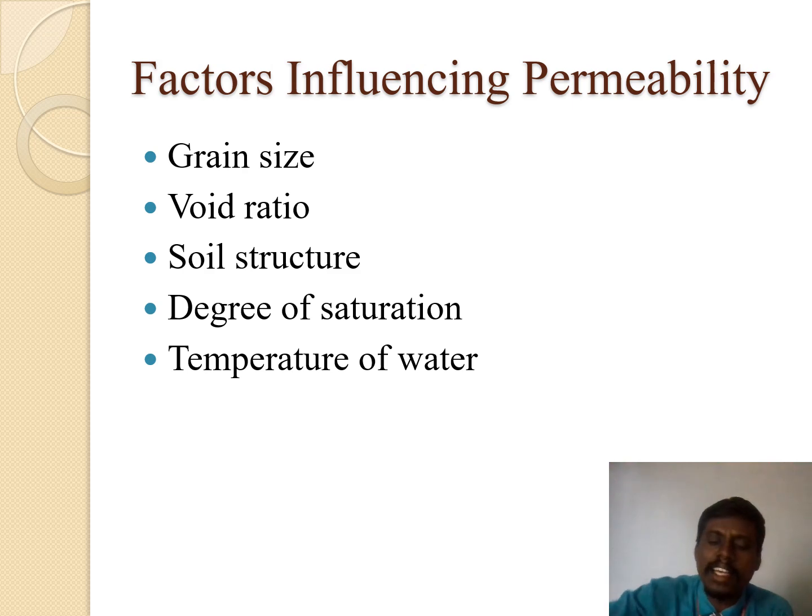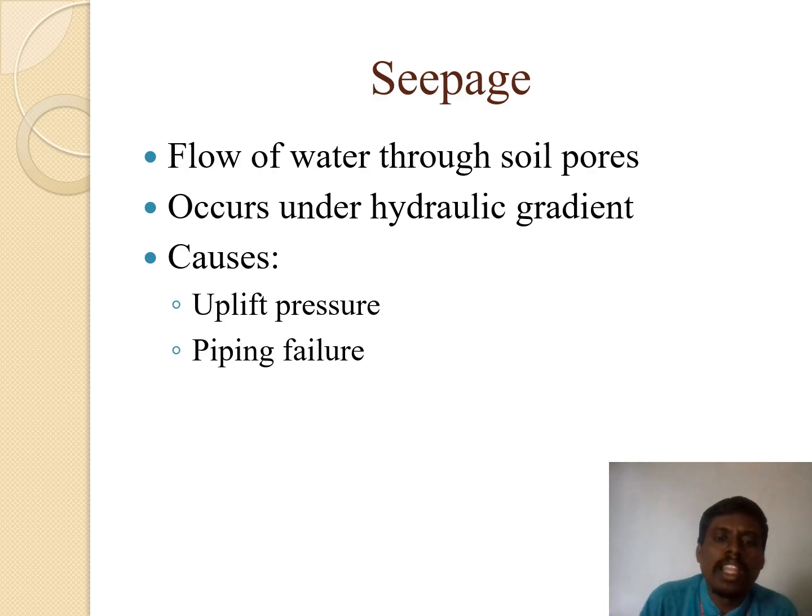So these are the factors influencing permeability. So the next thing is seepage. Normally seepage is called the flow ability of water inside the soil particles from one datum to another datum. Take some example of a dam. The upstream level is maximum, the downstream level is minimum.